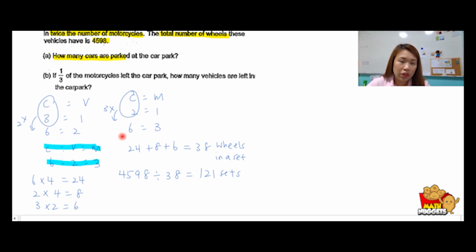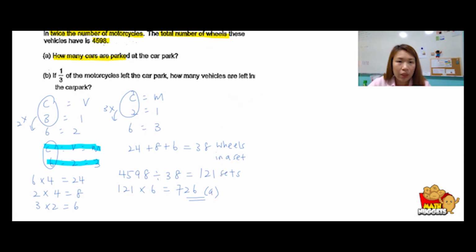So the question is asking us for the number of cars. So we go back to one set. In one set we have 6 cars. So if we have 121 sets, 6 cars in a set, in total there are 726 cars. That's the answer for part A.